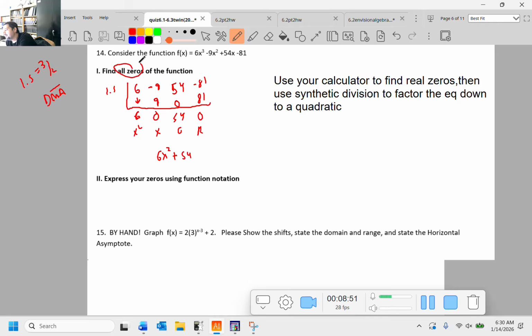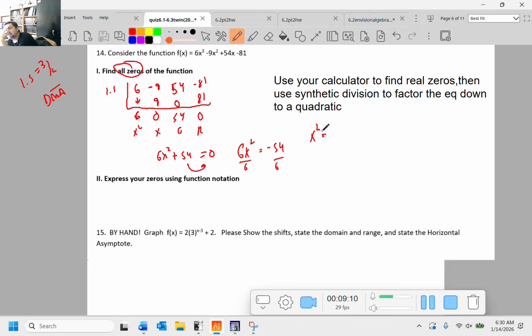And I'm supposed to find all the zeros. So I'm going to set this thing equal to 0. And 2 of these zeros are not real. These are not real zeros. Big whoop. It said find all. So what I'm going to do is subtract 54, divide by 6.